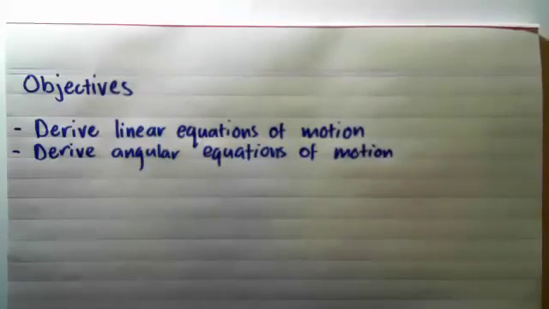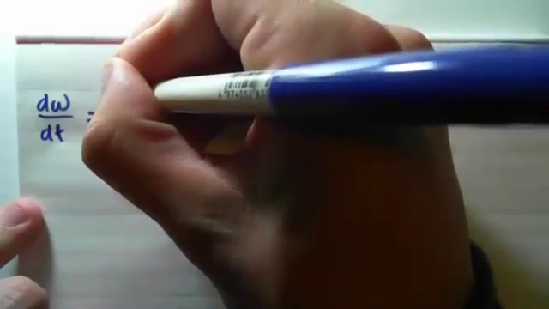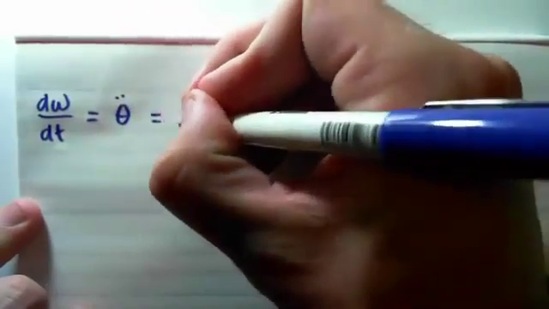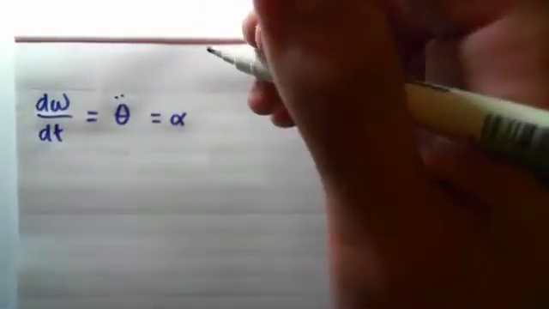Hey everyone, this is just a derivation video where we derive the linear and angular equations of motion. First of all, we'll start off with our relation between, or our time derivative of angular velocity, and that is d omega on dt, which is equivalent to theta double dot, which is equal to alpha, and we'll use separation of variables like so.